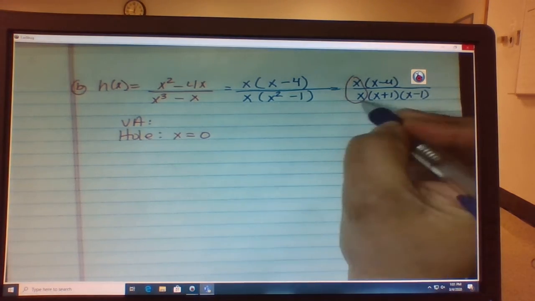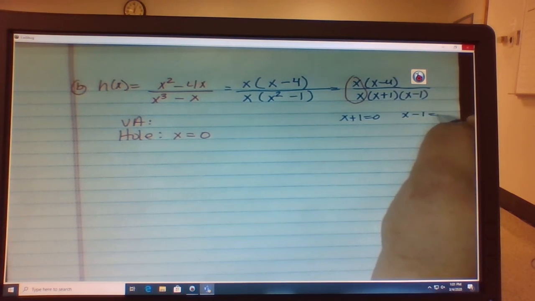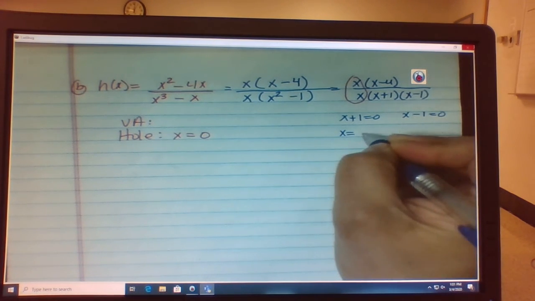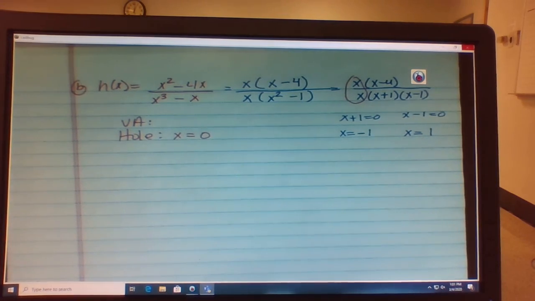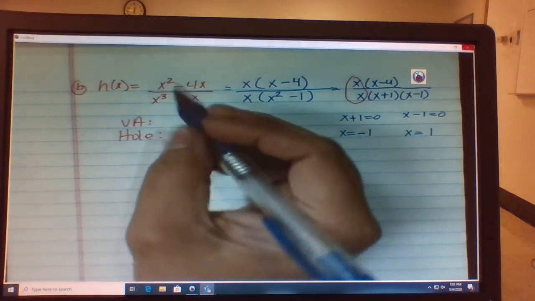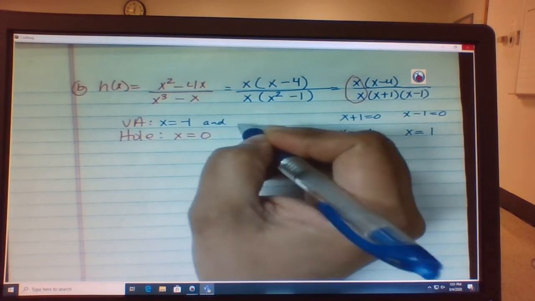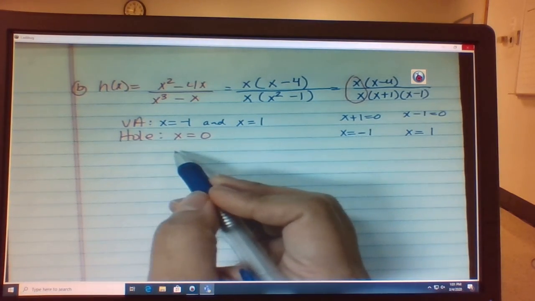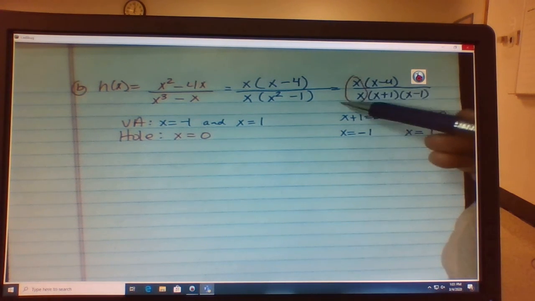So what do I have left over in the bottom? x plus 1 equals 0. x minus 1 is equal to 0. So x is negative 1, and x is positive 1. So what are your vertical asymptotes? x equals negative 1, and x equals positive 1. We have a hole at x equals 0 because this is what they have in common.